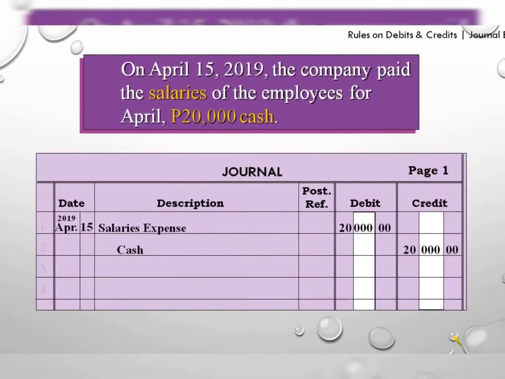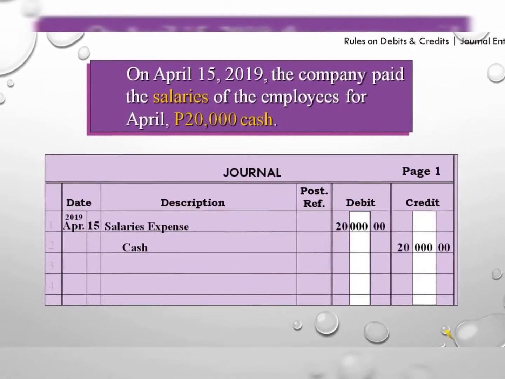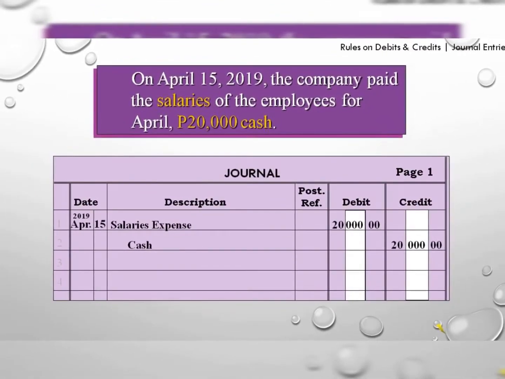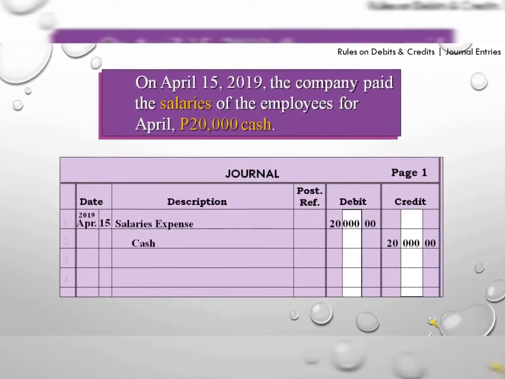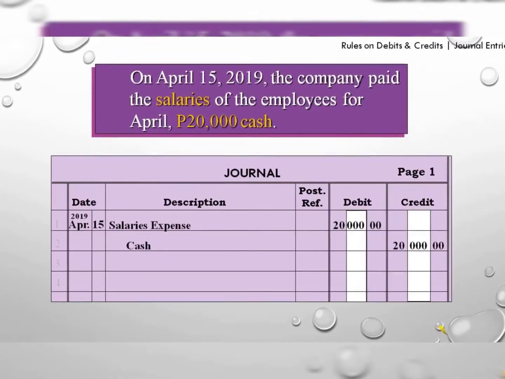On April 15, 2018, the company paid the salaries of the employees for April, $20,000 cash. Journal entries: salaries expense debited, cash credited.